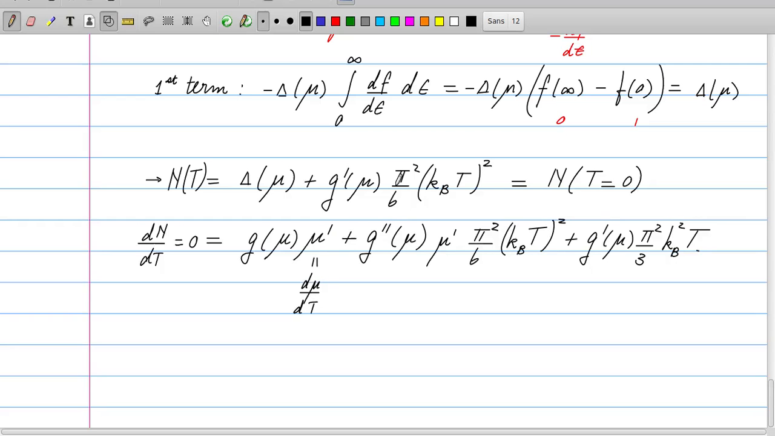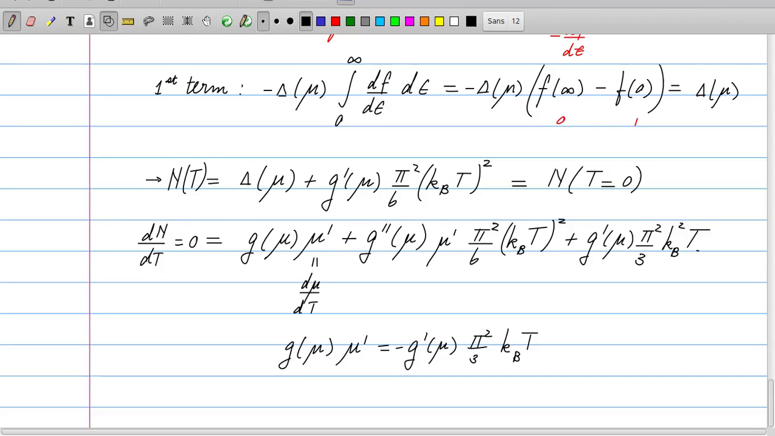And similar for the second one, here I have the second derivative with respect to g multiplied by mu primed, and then there was still this term here lurking around, and then I have a term where I take the derivative of this temperature dependence, so that gives me g prime mu times pi squared over 3 kb squared t. And then I note that this term for low temperatures is negligible with respect to the others because it scales with t squared, and the other terms scale with mu primed respectively t. And so what I find is the following.